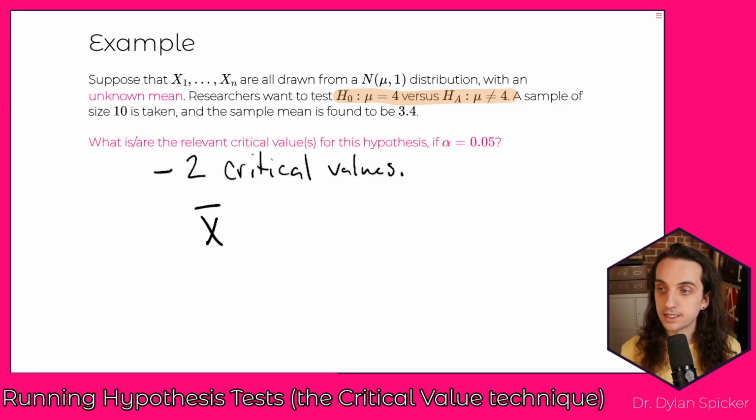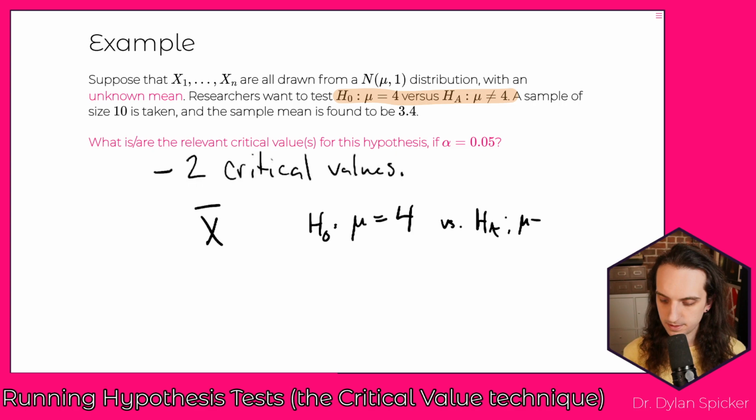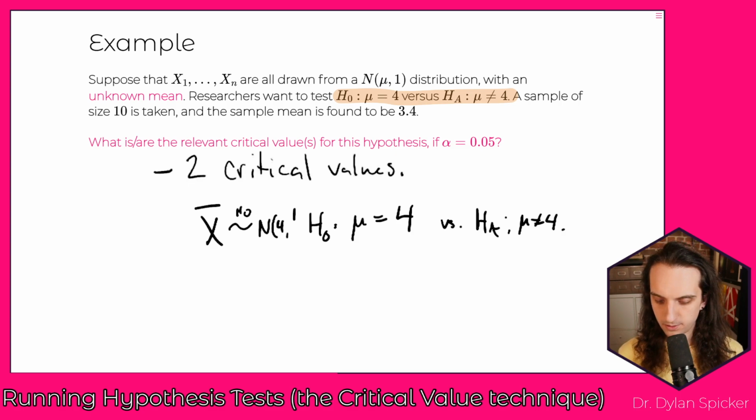So we're testing the null hypothesis of mu equals 4 versus the alternative that mu is not equal to 4. What we want to say is, how far below or how far above do we need to be? We know that x bar is going to be a normally distributed random variable under the null hypothesis. So under the null hypothesis, this is a normal with mean 4 and variance 1 over 10. We can think about this normal distribution and ask ourselves how we figure out where the critical values are.